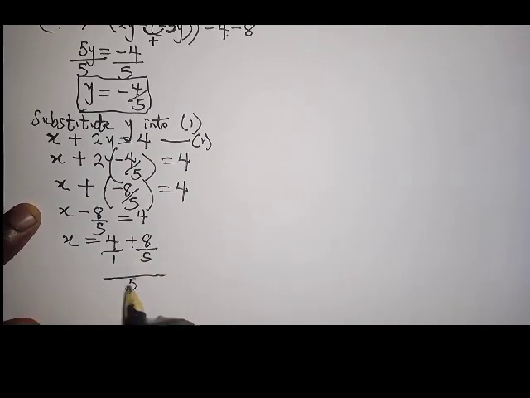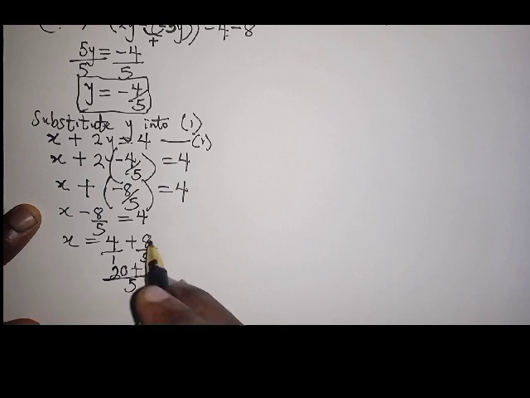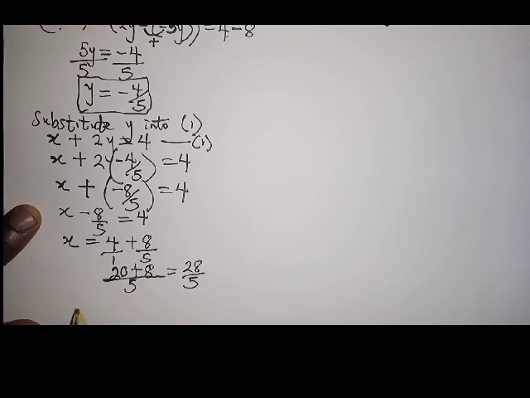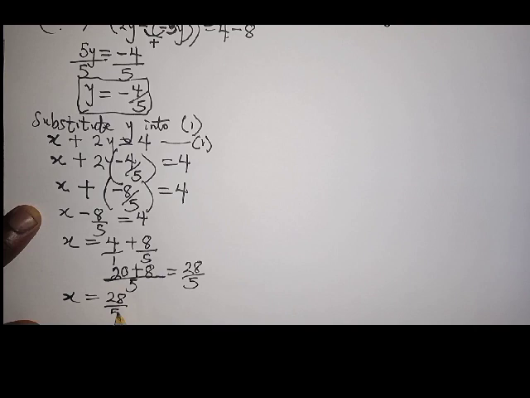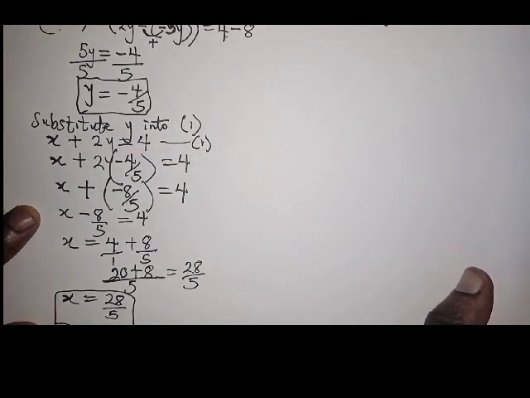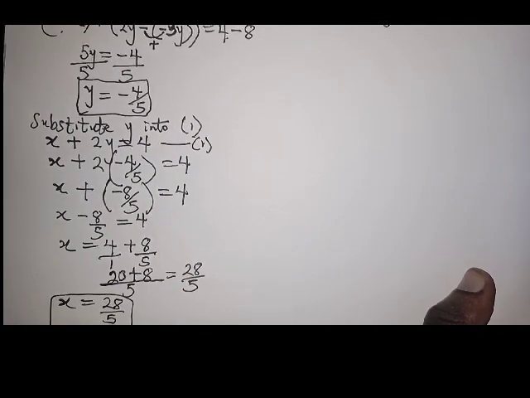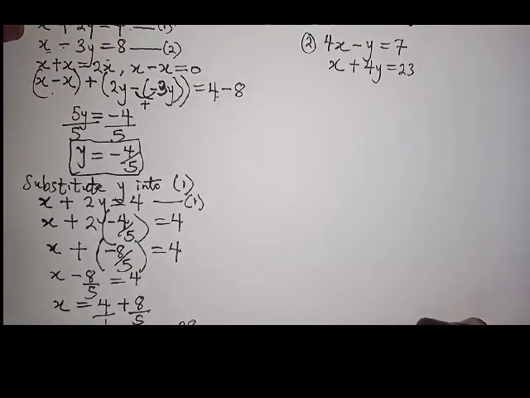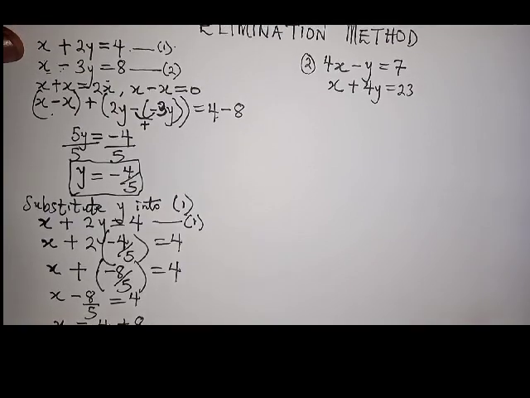The LCM is 5. 1 into 5 is 5. 5 times 4 is 20. Well, 5 into 5 is 1. 1 times... that's 8. So this is 28 over 5. So the value of x is 28 over 5. So that is our final answer. X is 28 over 5, while y is minus 4 over 5. So that's how you solve problems on simultaneous equations using the elimination method.